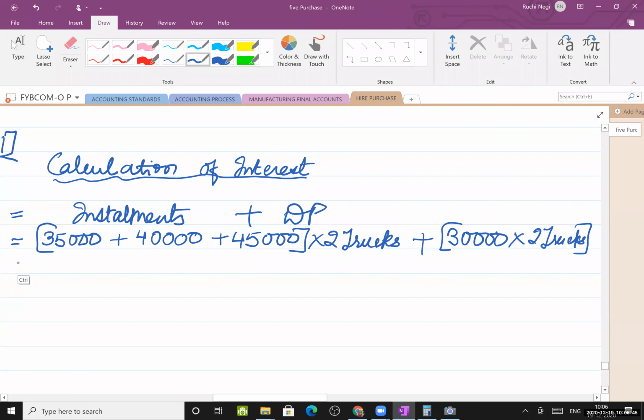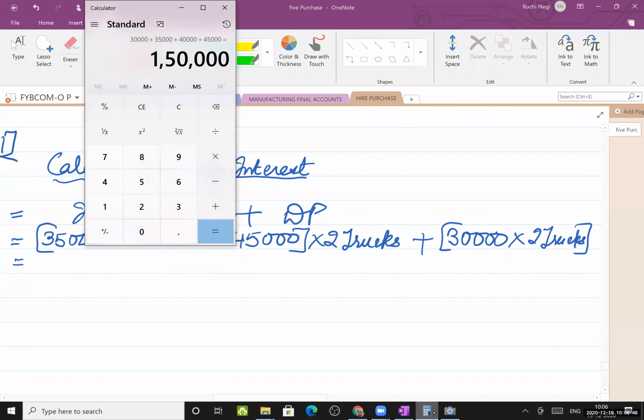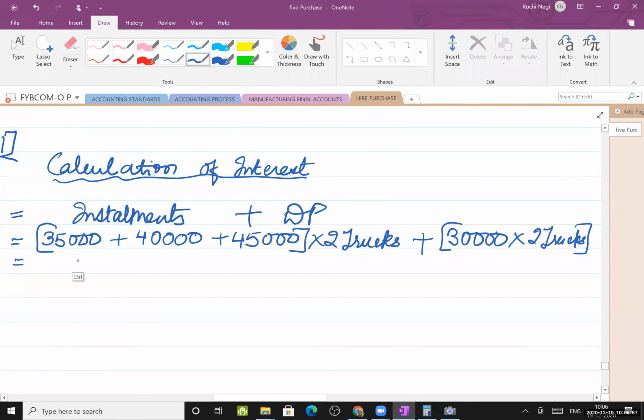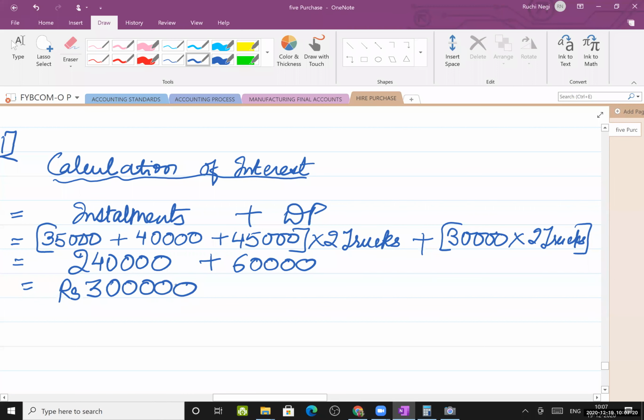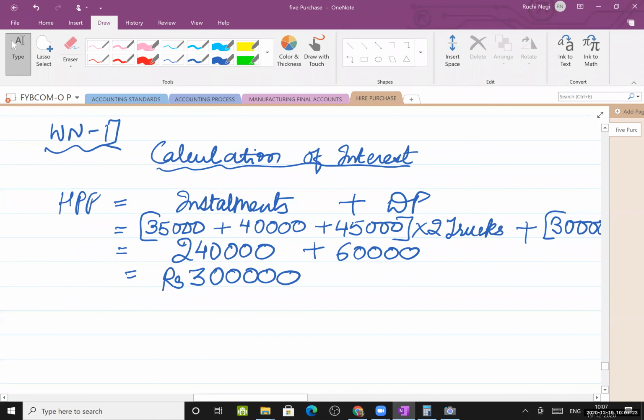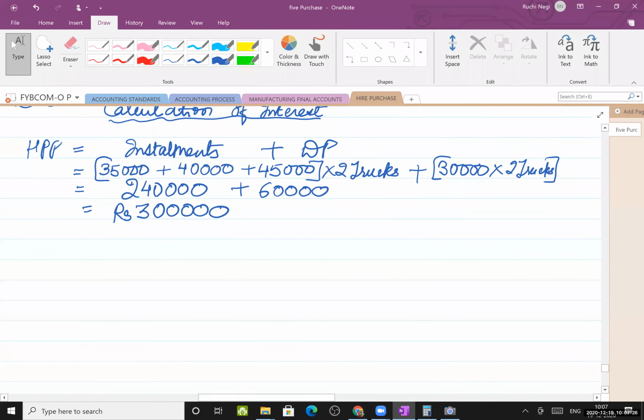Okay, is the calculation clear to everyone? So 35,000 plus 40,000 plus 45,000 is how much? 1,20,000 into 2. 1,20,000 into 2 will become 2,40,000, plus down payment 30,000 into 2 will become 60,000. So how much will this become? Hire purchase price will become 3 lakhs. Okay fine, so 3 lakhs is my hire purchase price.